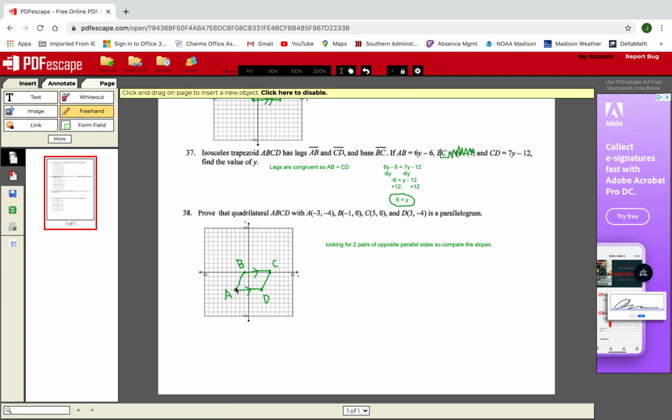So my rise from A to B, 1, 2, 3, 4, and my run is 2. Then my rise from C to D is also 4, and my run is also 2. So I can see that those slopes are equal, so those sides are also parallel. So yes, we do in fact have a parallelogram here.